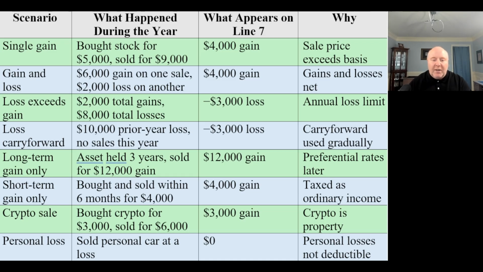Short-term only. So now we bought something 6 months ago. We bought it and sold it within 6 months for $4,000. Well, we have a $4,000 gain in that situation. Okay, so that's going to go on line number 7.